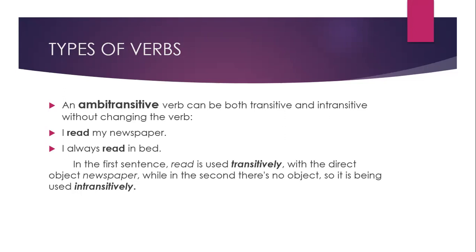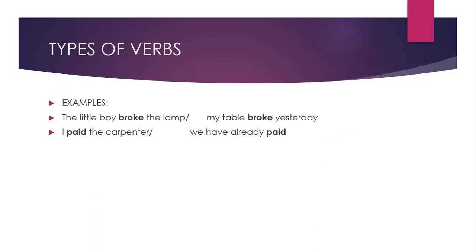by an object. A newspaper is an object, right? My newspaper. So there we have read being transitive. But in the second example, I always read in bed. In bed is not a direct object. It's a place. So it means that read in the second example is intransitive. A third example, I read, full stop. That is also intransitive. So there are some verbs that can act as transitive or intransitive verbs depending on what follows them in the sentence.